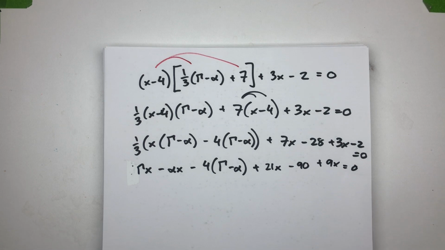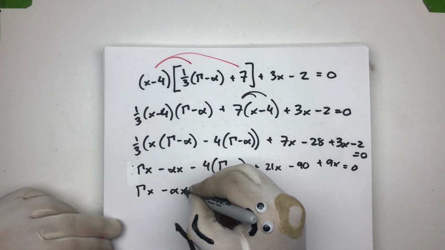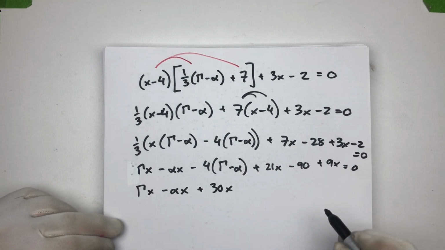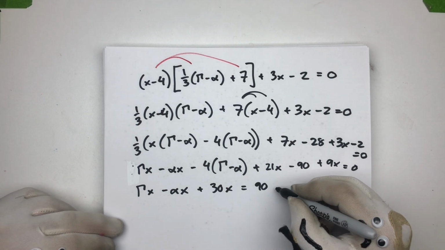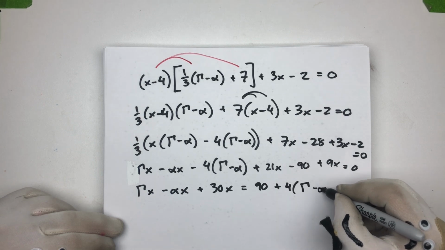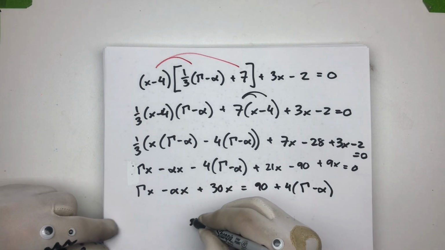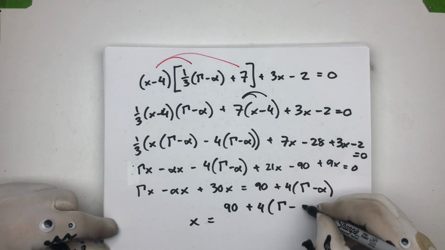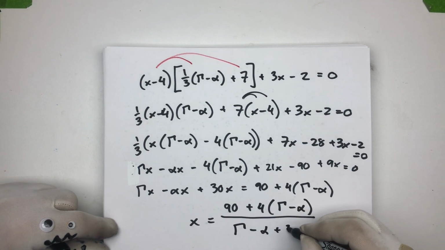Oh, and I could add those two together. I didn't do that. Okay, so now let's bring everything else over without an x. So now I'm going to be left with gamma x minus alpha x, and then 21 plus 9 is 30x, and then equals, I'm going to bring the 90 over, so it's going to be 90, and then also plus 4(gamma minus alpha). All right. Take out the x and divide through. I'm going to do that all in one step. We're good to go. x equals (90 plus 4(gamma minus alpha)) all over (gamma minus alpha plus 30).